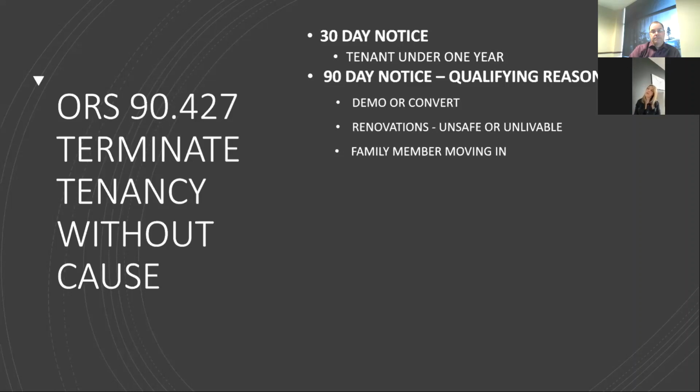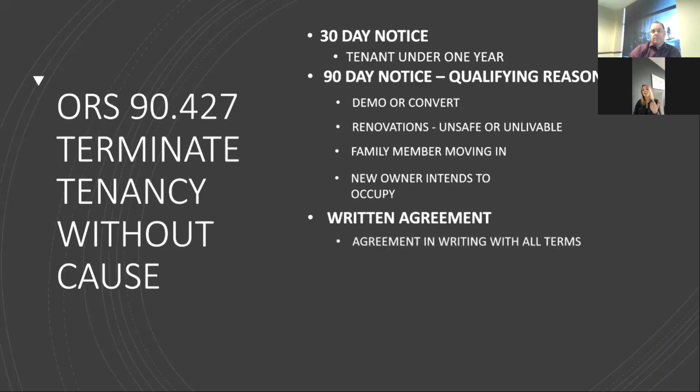Okay, so obviously a family member moving in is another qualifying reason. And then the new owner intends to occupy the unit. Okay, so that is the 90-day notice. Those are the qualifying reasons, and that is the new law now. It's not 30 days, it's 90 days, and you cannot do it without cause. You have to do it with one of the qualifying reasons. Or you could do an eviction for cause.